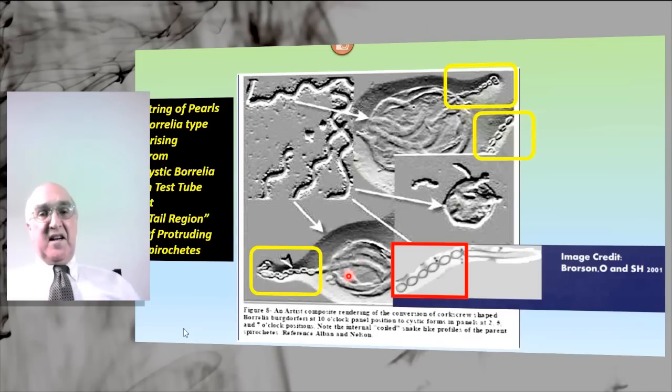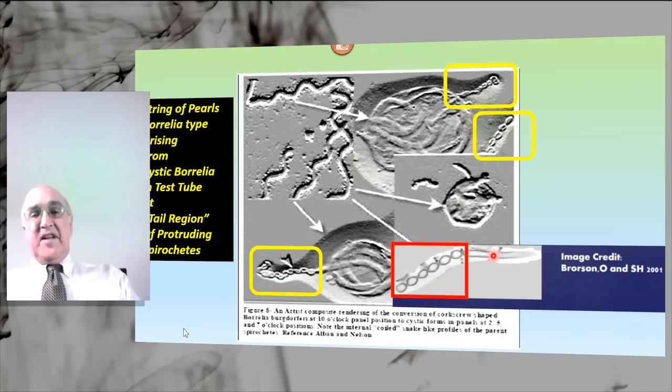This is a 3D view of cystic Borrelia from the work of Dr. Alban, Dr. Nelson at the University of Rhode Island. And what are we looking at? In the yellow boxes, string of pearls, string of pearls, string of pearls, coming off of the tail structure coming out of the cyst. String of pearls, here's the tail structure. And this is the way they start out.